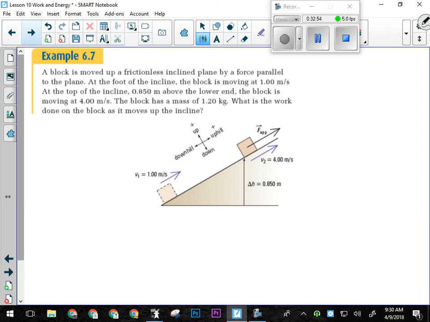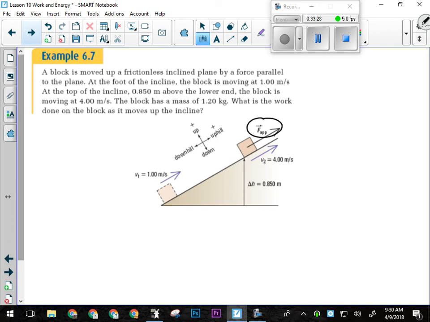So this is going to be our first example of something a little more in depth than what we would have done in Science 10. In this case, I have a block that's moved up a frictionless incline by a force that's parallel to the plane. So this applied force is the force they're talking about right there. At the foot of the incline, where the height is 0, the block is moving at 1 meter per second. At the top of the incline, which is 0.850 meters higher than the lower end, the block is moving at 4 meters per second.